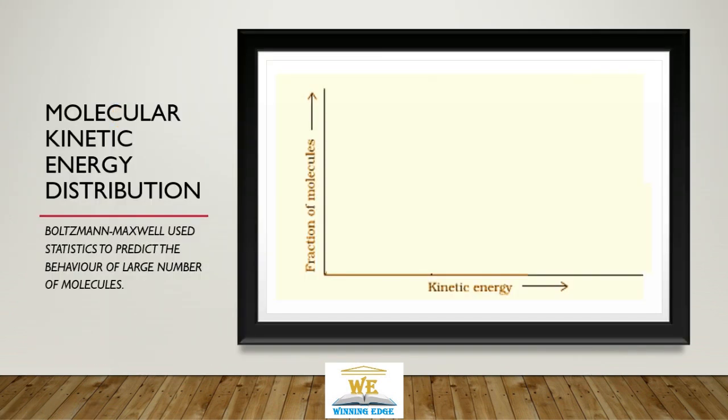Let's try to understand it again with the graph. On our ordinate or y-axis, we have the fraction of molecules having different energy levels, and the x-axis is the kinetic energy of our molecules. This is a plot known as the Boltzmann-Maxwell plot for the behavior of a large number of molecules at a particular temperature. This is called the most probable energy. Maximum molecules have this energy level, and as the energy of molecules increases, their fraction keeps on coming down. So these are the highest energy molecules, with the lowest fraction.